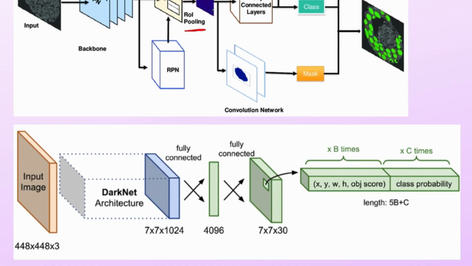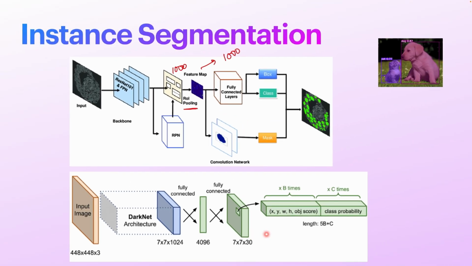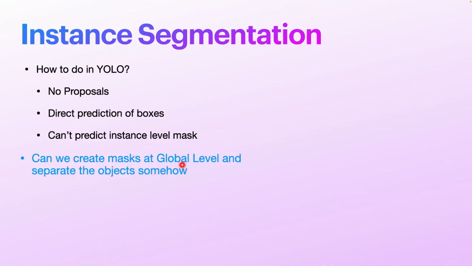So what should we do? First of all, let's think about what can we do here. With this architecture, what can we do? We can get the masks at the global level, right? These are the global features. Then we can get some kind of mask at the global level. Some kind of mask which represents all the objects available in that image, right? So based on that idea, can we create the masks at global level, which is kind of representative masks for all the objects, and then separate the objects somehow?